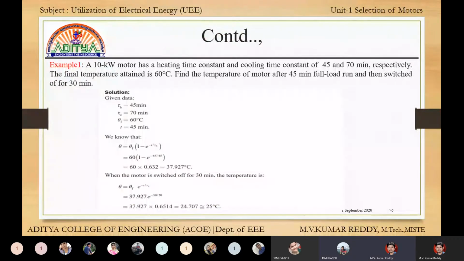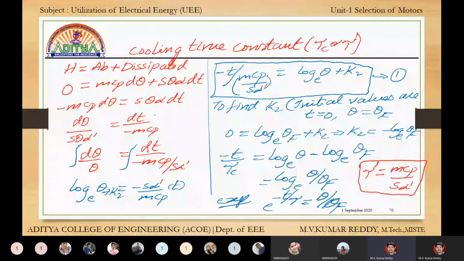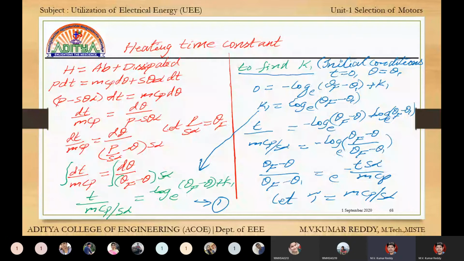In yesterday's class, we discussed the heating time constant and cooling time constant. Once again, I will quickly review this. For the heating time constant, total heat is equal to heat absorbed plus heat dissipated. Heat is equal to P dt, and absorbed heat is equal to mc dθ, plus Sθα dt, where Sθα dt is the dissipated heat.